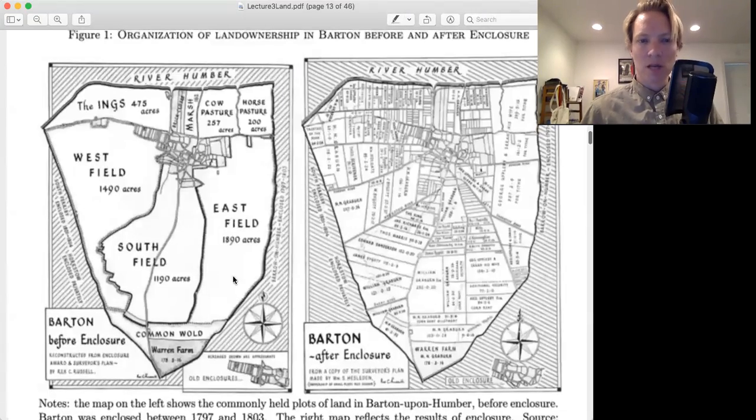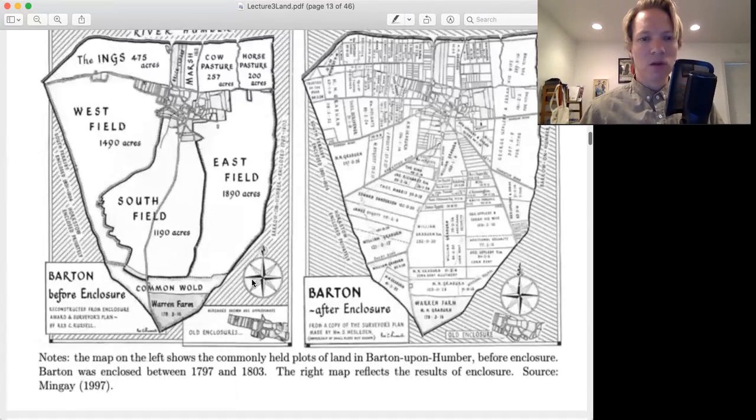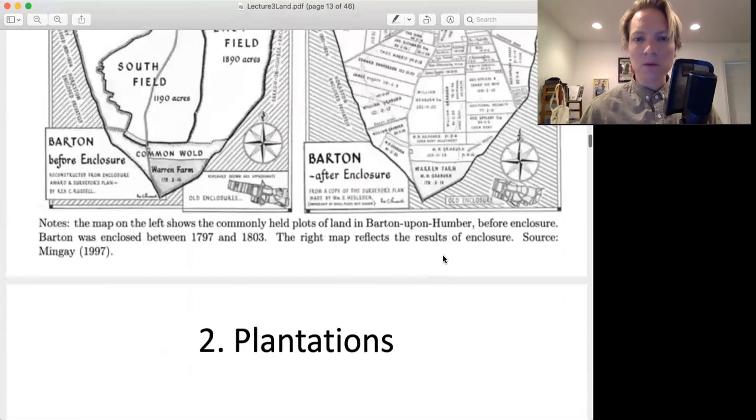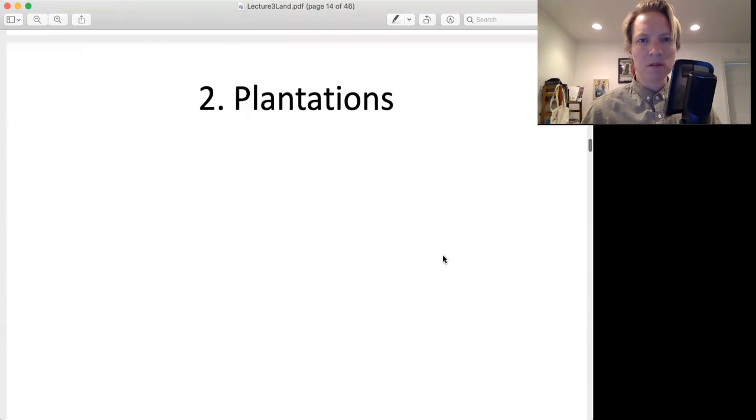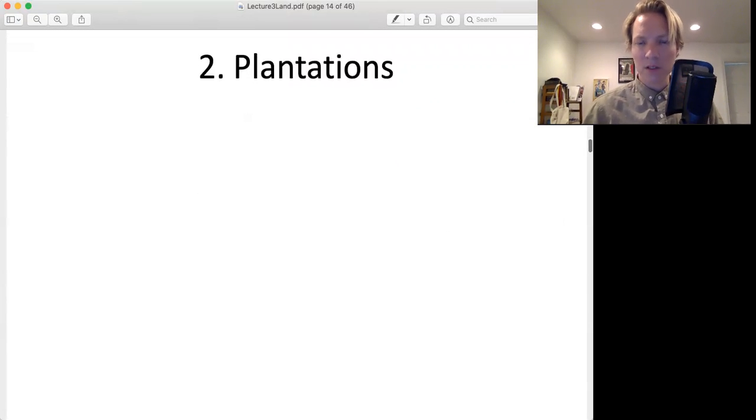Oh, here we have just a nice picture of that switch to the enclosure system, from 1797 to 1803. This is an area in England. This is what the open field system looks like, and then we switch to the enclosures. You can see it all divvied up into people's small family farms. All right, plantations in a second.